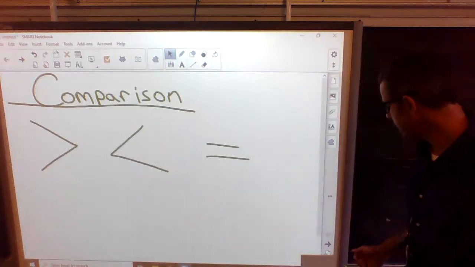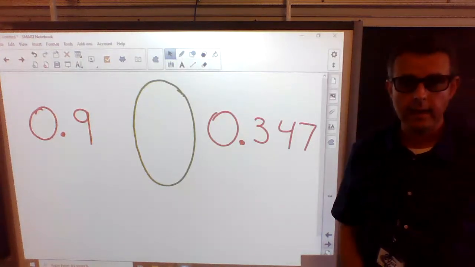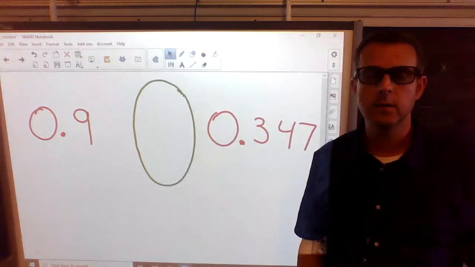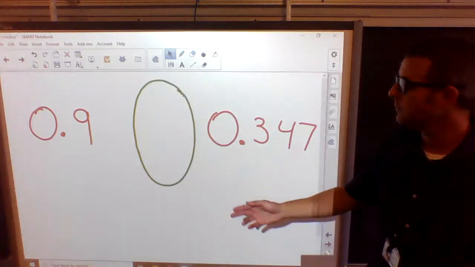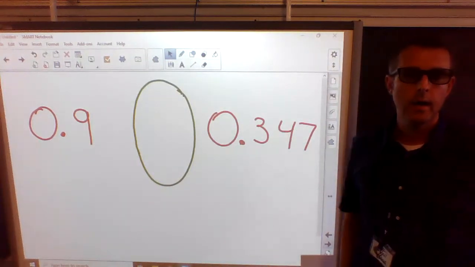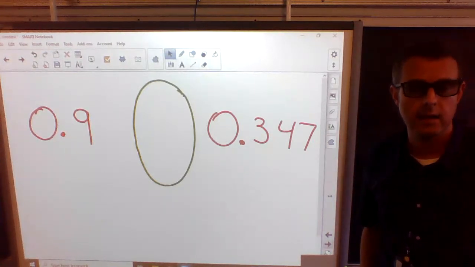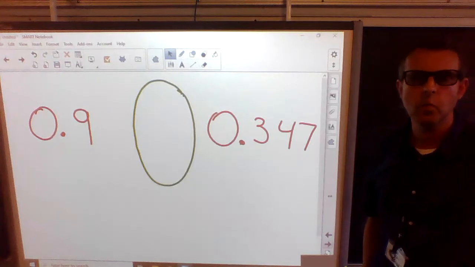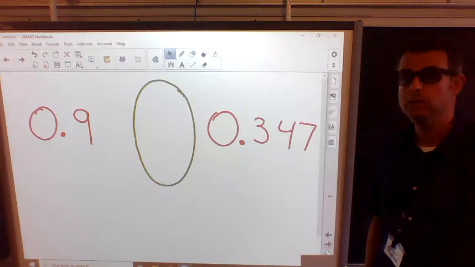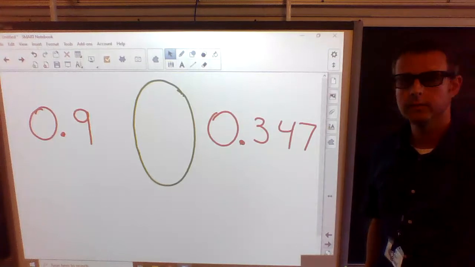All right? So the first thing I have here, I have two decimals. I have 0.9, and then this giant circle, that's just where we're going to put the greater than, less than, or equal to sign. So it's a problem. We're comparing 0.9 and 0.347, otherwise known as 9/10 and 347 thousandths. So the question is, which one is bigger? You might be looking at it and think you know. Some of you do know. I get it. But here's an easy way to figure it out.